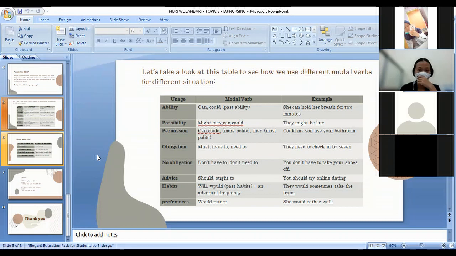Usage: advice. Modal verb: should, ought to. Example: you should try online dating. Usage: past habits and adverbs of frequency. Example: they would sometimes take the train. Usage: preference. Modal verb: would rather. Example: she would rather walk.